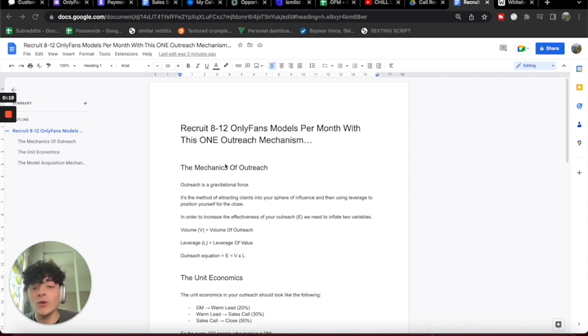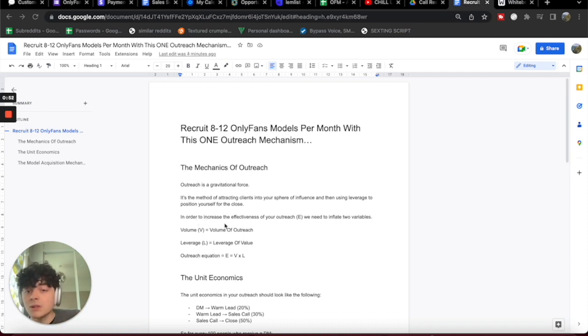So let's go over the mechanics of outreach before we cover what this outreach mechanism is. Now, outreach is a gravitational force, okay? It's the method of attracting clients into your sphere of influence and then using leverage to position yourself for the close. It's as simple as that. When you look at it through this perspective, it makes it a lot clearer what you need to do and what you need to increase when it comes to doing effective outreach.